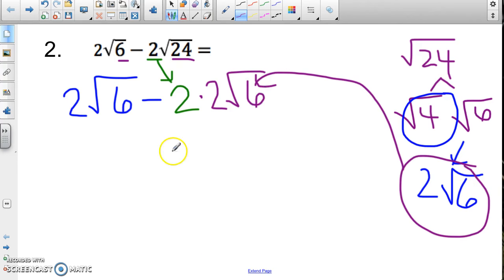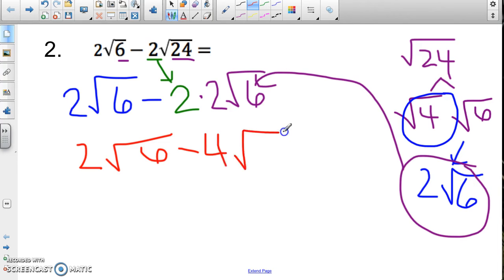All right, we're getting somewhere. So our next step is just to kind of clean it up a bit. We still have 2 radical 6 as our first term. And the next term, sorry, it's sloppy, is going to turn into 2 times 2, which is 4, radical 6.